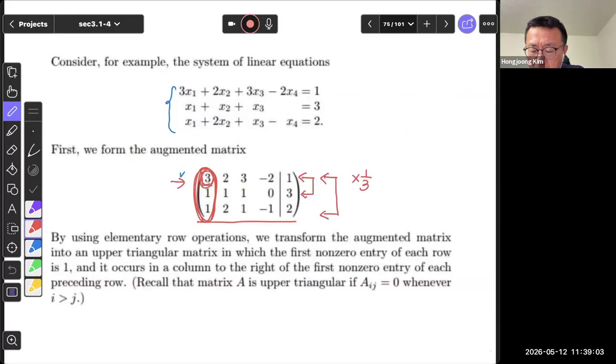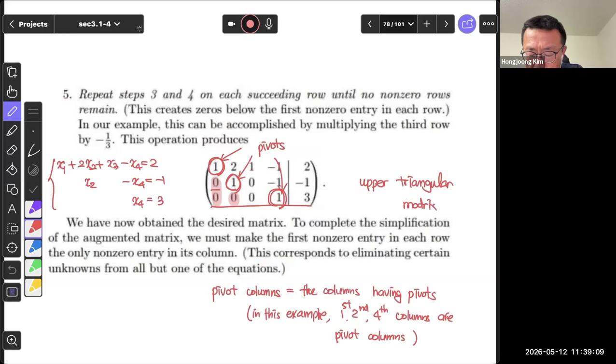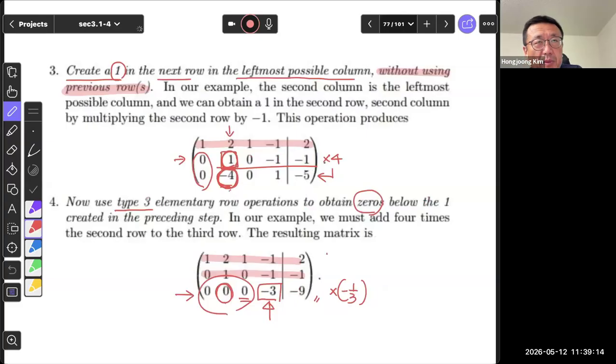Right? So this problem is equivalent to this one. Of course, that problem is equivalent to the system of equations corresponding to this augmented matrix: x1 plus 2x2 plus x3 minus x4 equals 2, and x2 minus x4 equals negative 1, minus 4x2 plus x4 equals minus 5. Yes, of course, this system is also equivalent to the given problem.